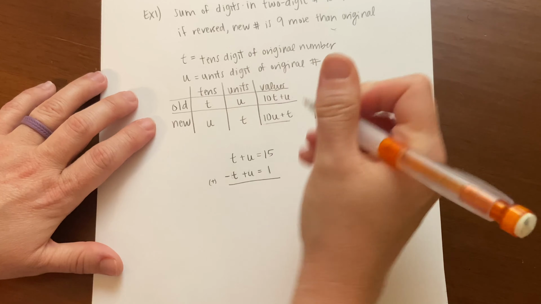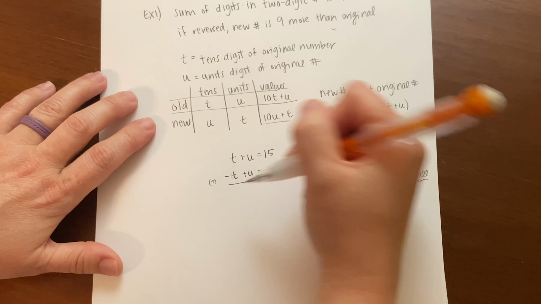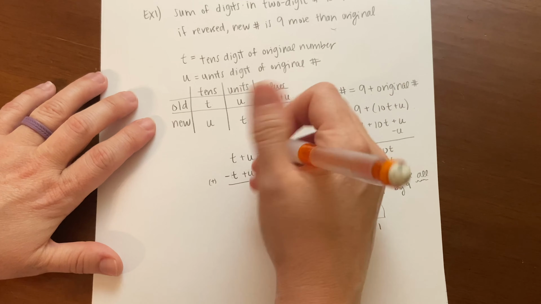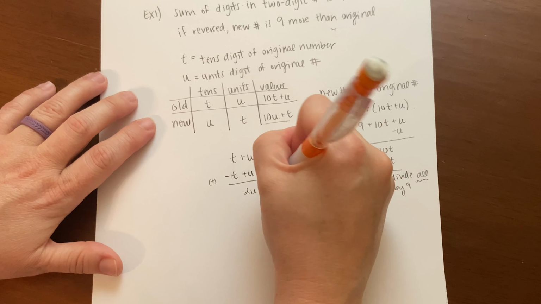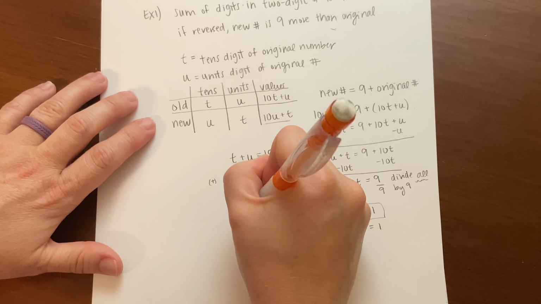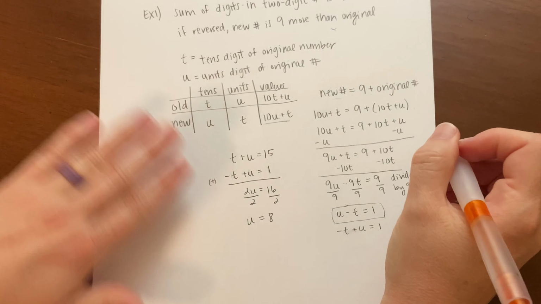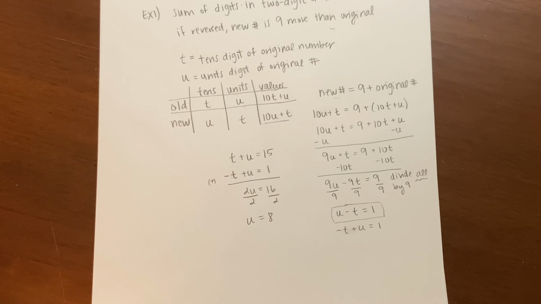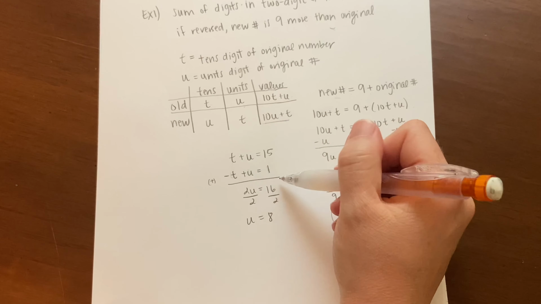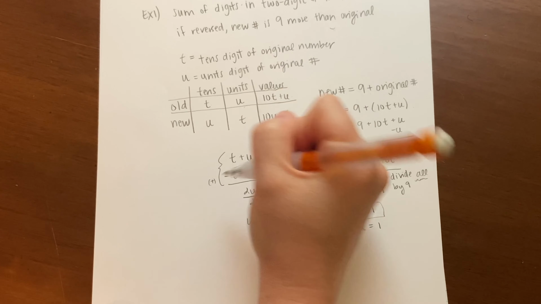If I add these together, T minus T is going to cancel. U plus U gives me 2U. 15 plus 1 gives me 16. Divide by 2, and U equals 8. So I have the ones digit from the original number. Okay? I'm going to take that number, put it back in either of these two equations that I started with.